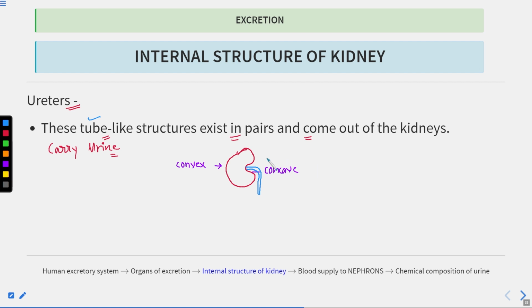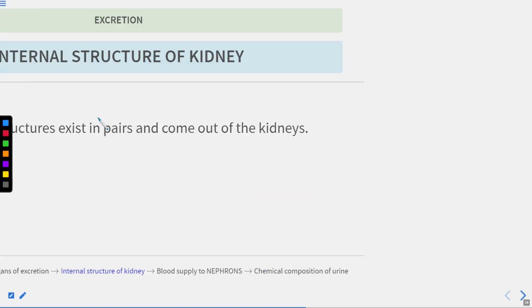So similarly, you can draw another kidney here. There is a pair of kidneys present in humans. So this is another kidney, which is reddish brown in color. And here, one more ureter will arise from here, and then this ureter will discharge its contents in the urinary bladder. We'll see the structure of this kidney in the upcoming slides. So these are the ureters. They exist in pairs and they come out of the kidney. So this was about the ureters.